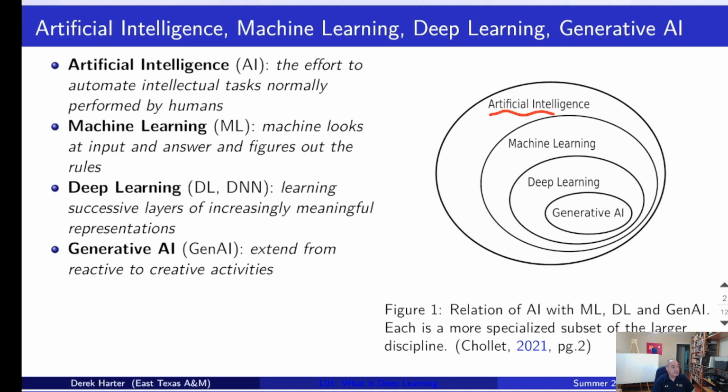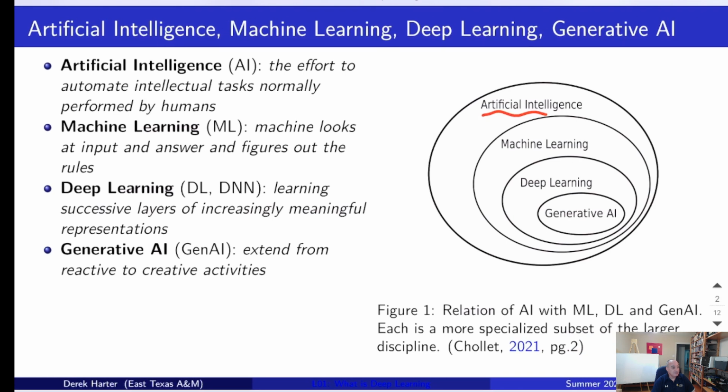I could have added another circle here. Deep learning is really kind of a specialization of neural networks in general. So we're looking at both neural networks and deep learning in this course. So deep learning is where we're going to be learning successive layers of increasingly meaningful representation.